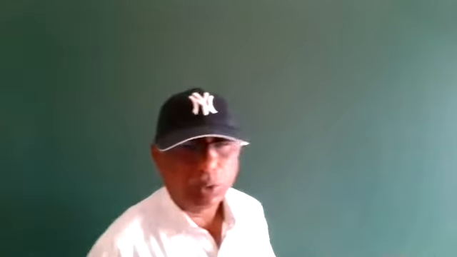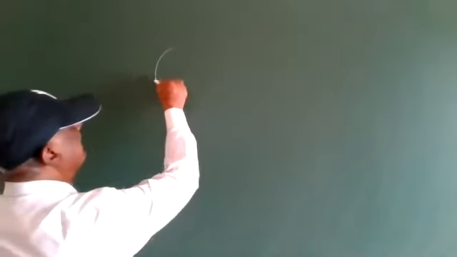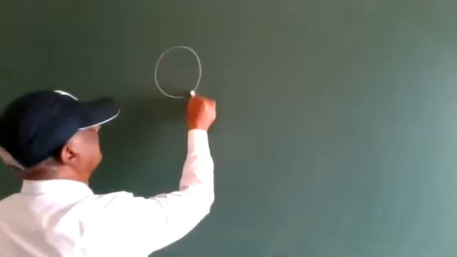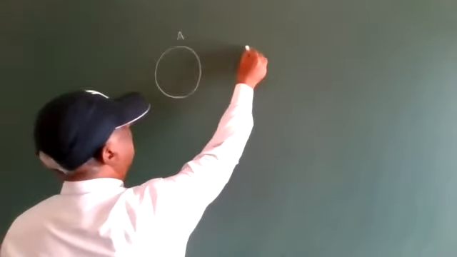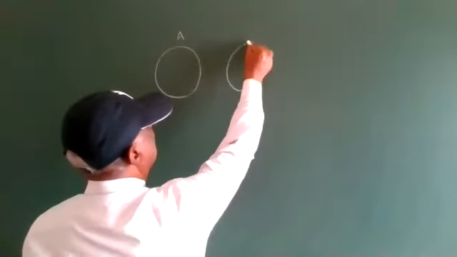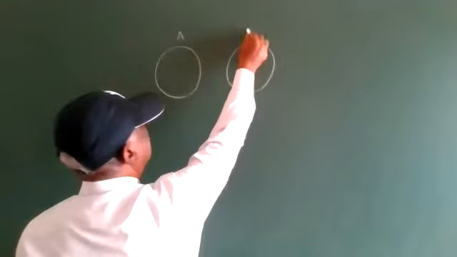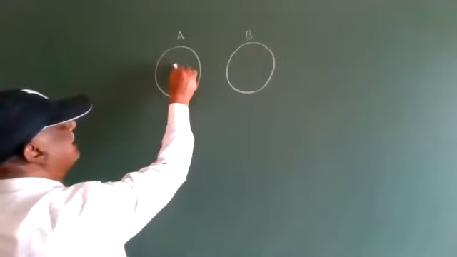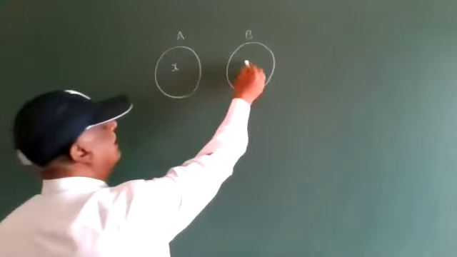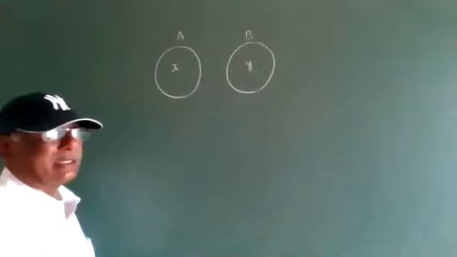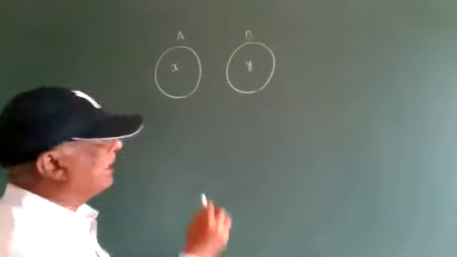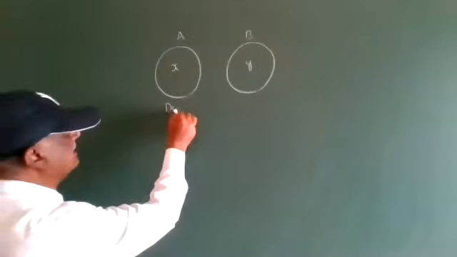So, two conditions for a function. What are the two conditions? In that, the first one is the A set. This is the A set elements and this is the B set elements. All elements of the A set are represented by the letter X and all elements of the B set are represented by the letter Y. So the A set is called the domain set.